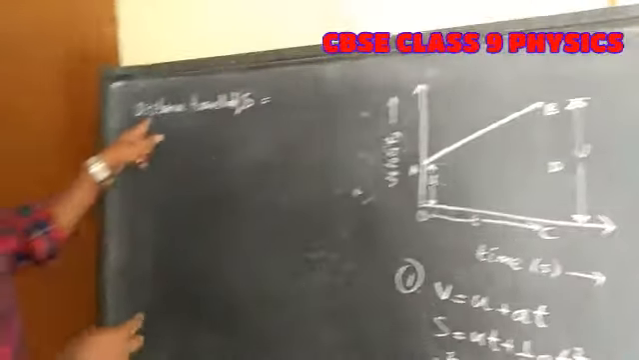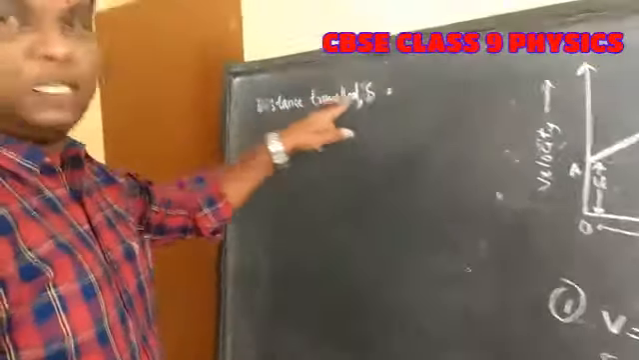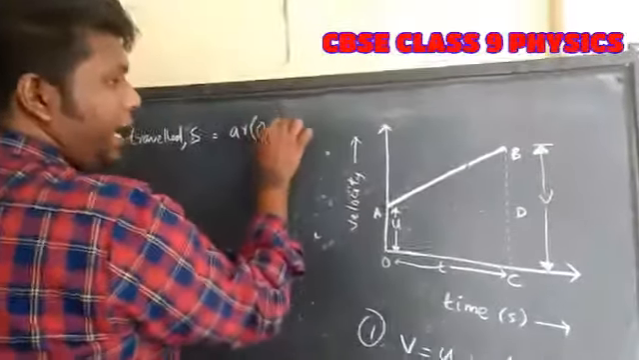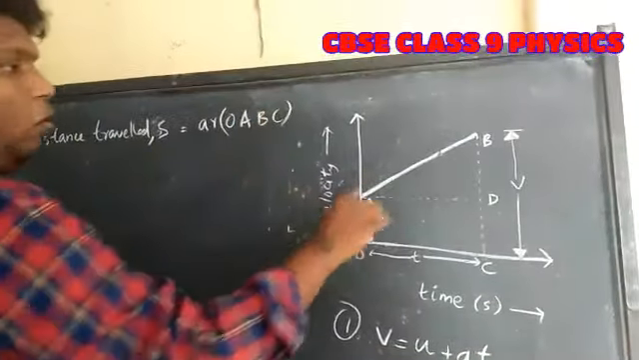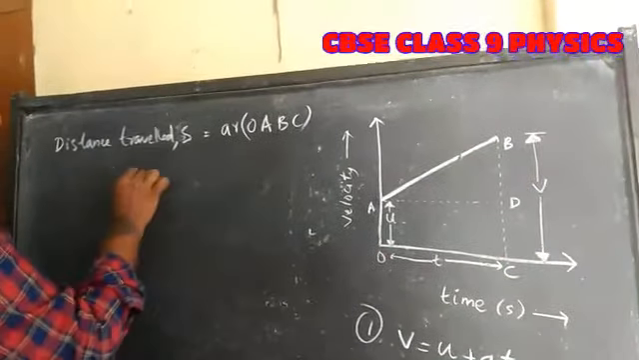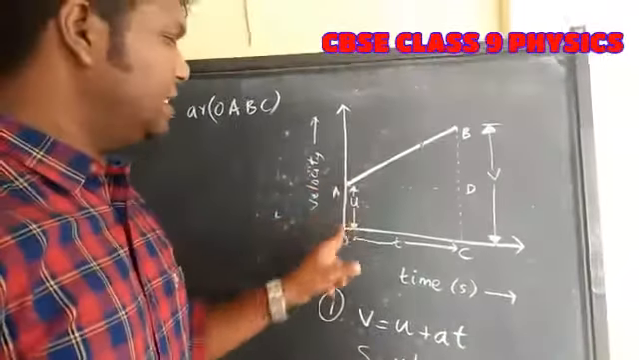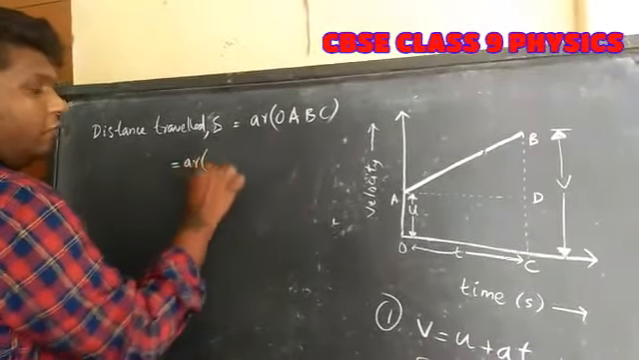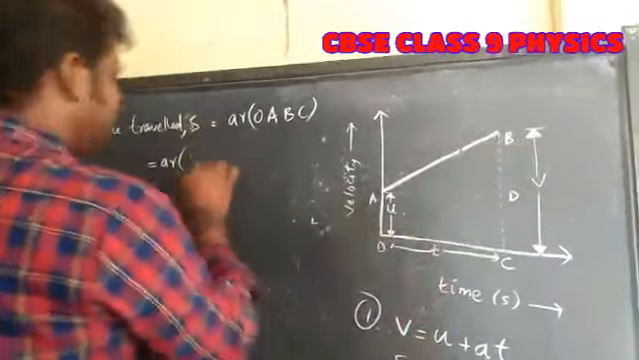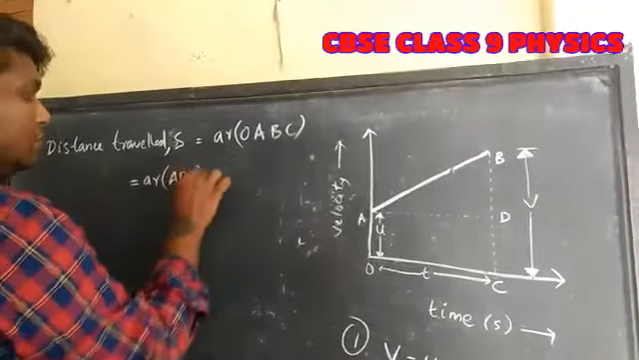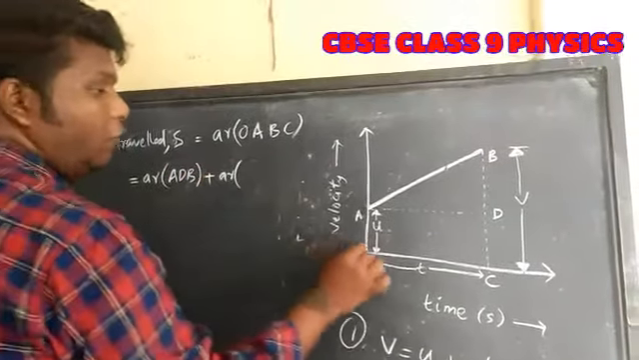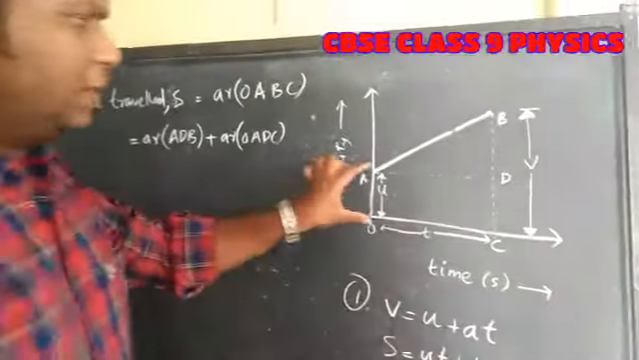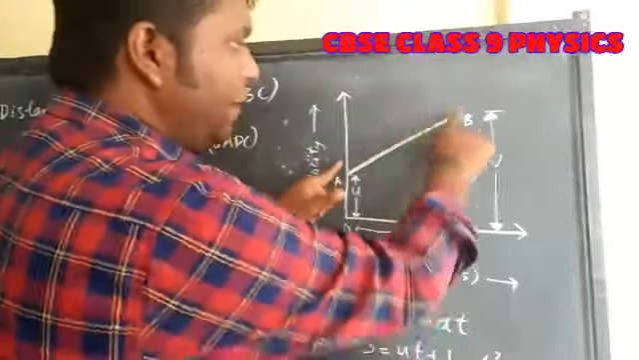So finding the area of this, we can say distance traveled S, or the displacement S, is equal to the area of OABC. From that figure, it is very clear. This OABC, I can write like this, that is equal to area of ADB plus area of OABC. This figure, I made it into two figures.